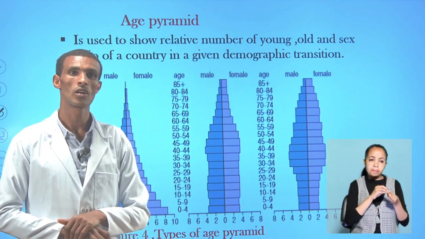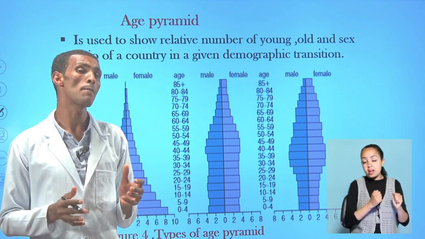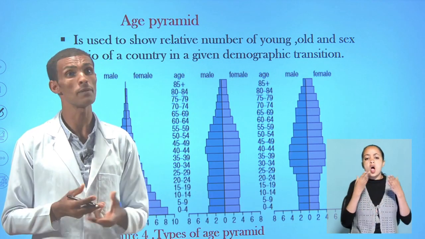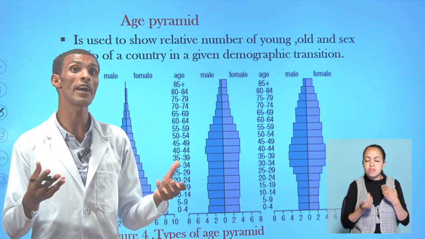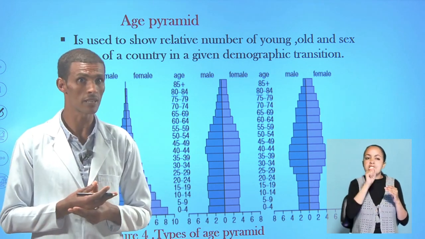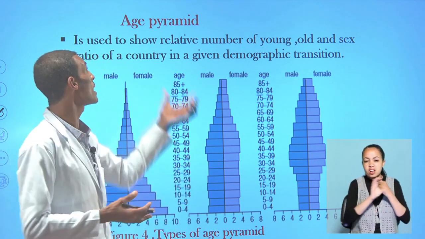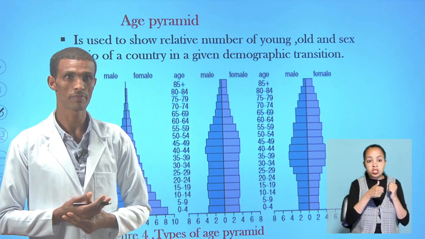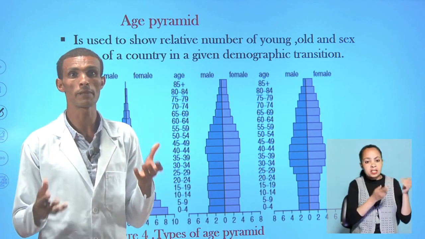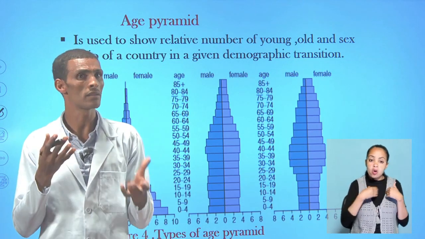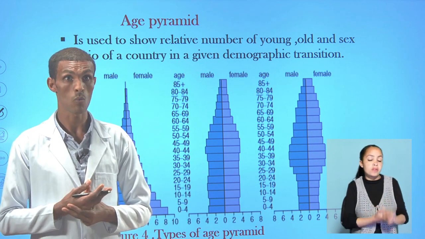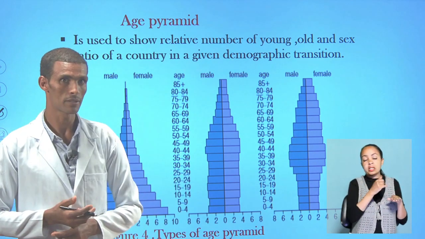Additionally, we can represent the population of a given country. How many young people are there? How many older dependent people are there? What is the sex ratio of the population within a given country, based on an age pyramid? It is a graphical representation of the difference between young, old, male, and female within a given demographic transition. We call this an age pyramid.